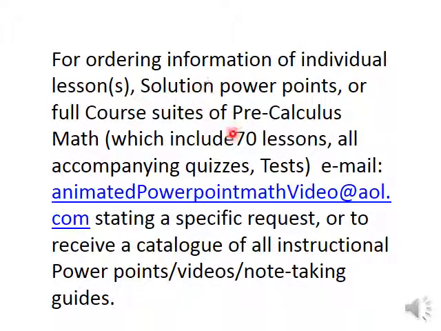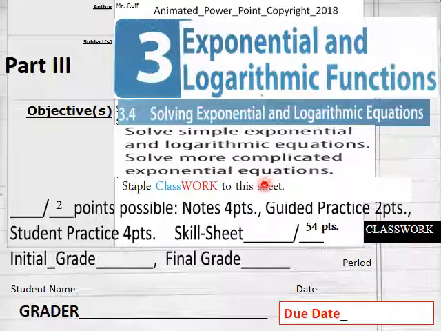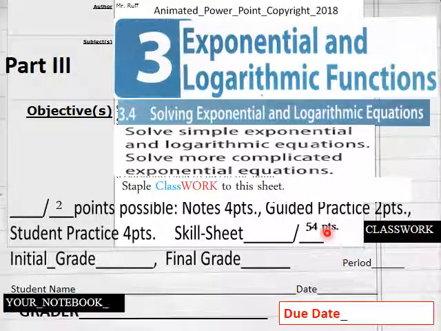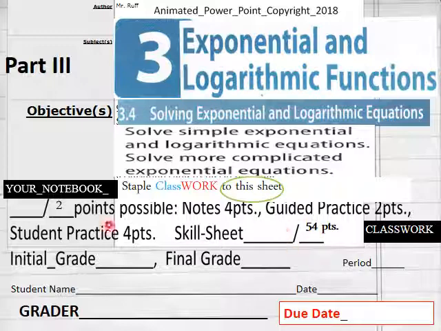Hello everybody, getting ready to do lesson 3.4 part 3 today of pre-calculus math classwork. For classwork we have 54 points here, solving exponential and logarithmic equations. We got 62 points here of classwork, so the note-taking guide would really come in handy. And we only have 2 points here for your notebook, so take note.